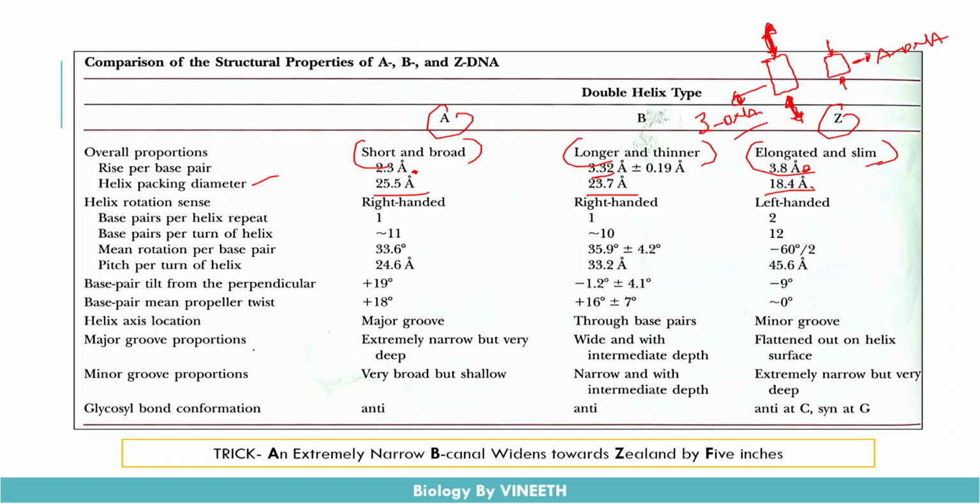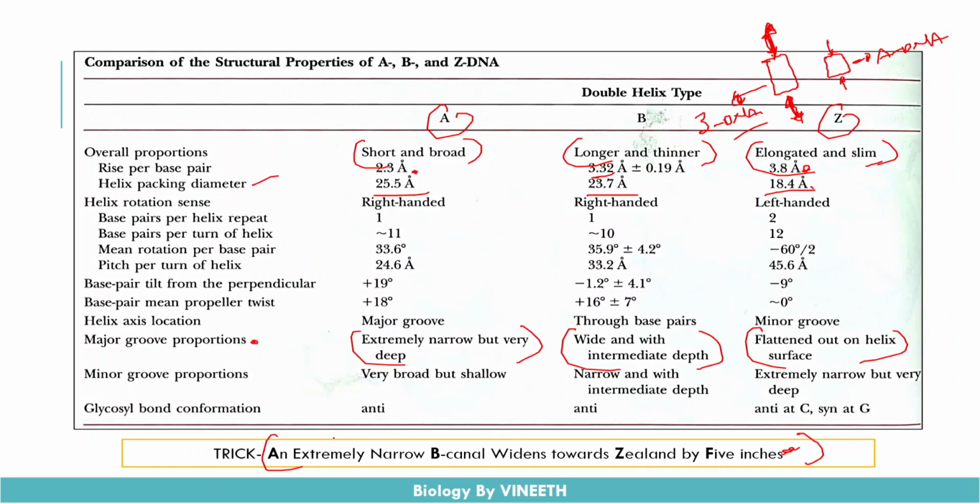Okay, and we also have the major groove proportions. Most students get confused between these major groove proportions, and I have a trick to remember them. The trick is: an extremely narrow B canal widens toward the Z line by 5 inches. If you remember this trick, it is very easy to remember the major groove proportions.